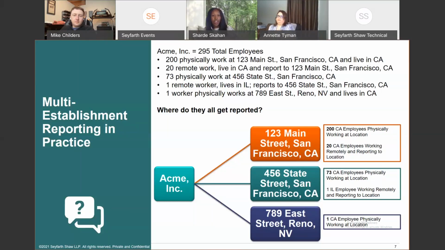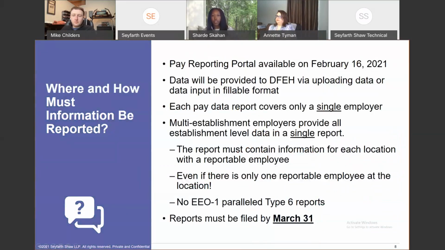Thanks, Annette. So on the next slide, we're going to talk about how you're going to be reporting, where the information is going. As Annette mentioned earlier, the portal is going to be available on February 16th. So it's going to be available pretty soon. We have screenshots via the user guide to get a look at what the portal is going to look like. But we know that there are going to be various options for you to input your data. So you can provide your data to the DFEH by uploading it or by inserting it into a fillable form.